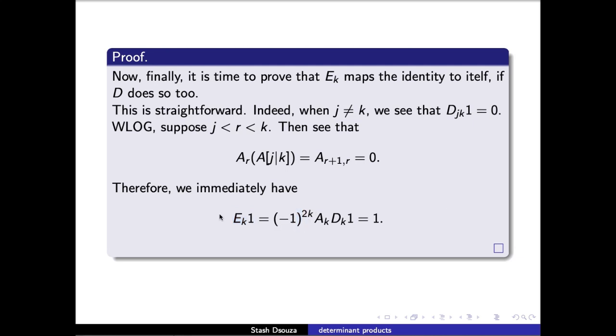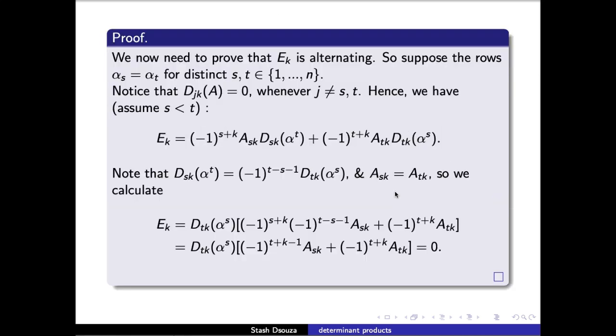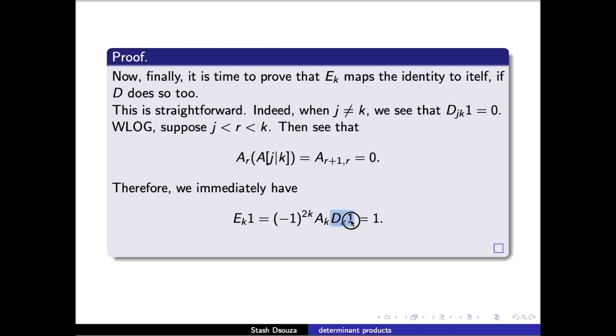j equal to k. And when we substitute j equal to k in our definition for ek as before, what we get is minus 1 to the power 2k times ak bk evaluated at the identity matrix 1. But bk evaluated at the identity matrix 1 is nothing but 1, and so too ak evaluated at the identity matrix 1 is the kth entry on the diagonal of the identity matrix 1. That is also 1, and minus 1 to the power 2k is negative 1 to an even power, which is positive 1. So we conclude that ek of 1 is equal to 1.